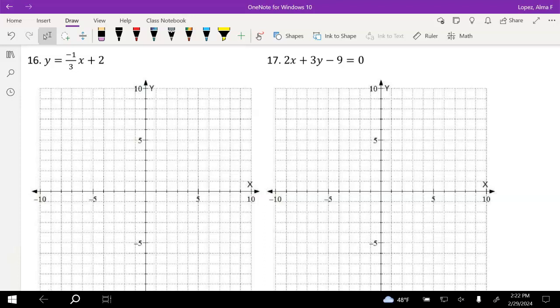Okay, so on number 16, it is already in the form that we need for graphing. So first thing we're going to do is identify our slope. Our slope is -1/3 and our y-intercept is 2. Remember, his name is y-intercept, so that's where you start, on the y-axis.